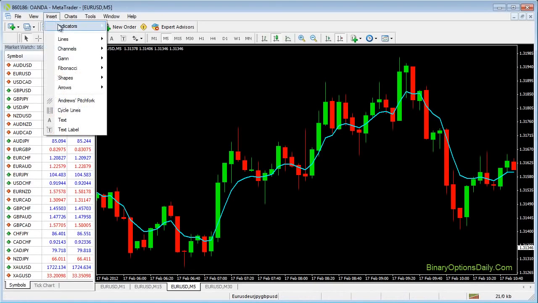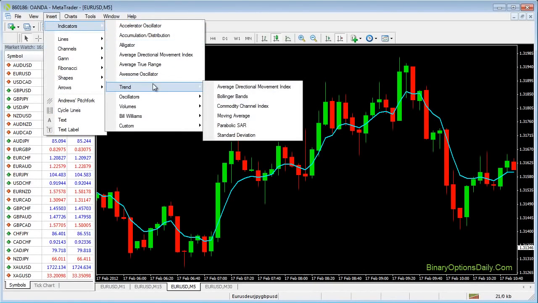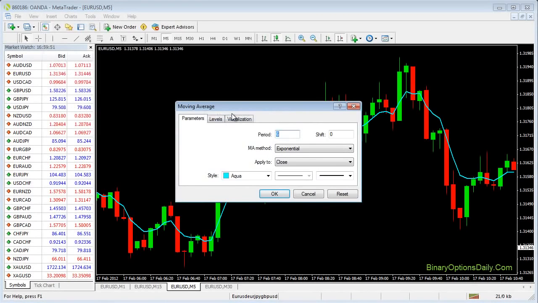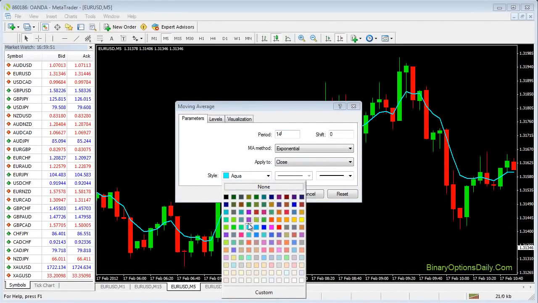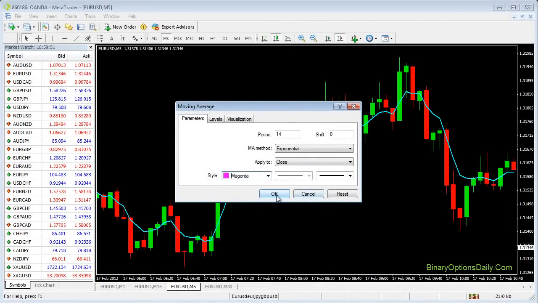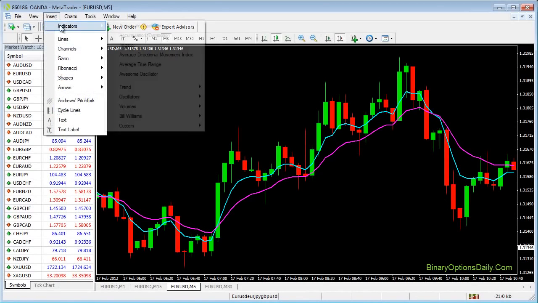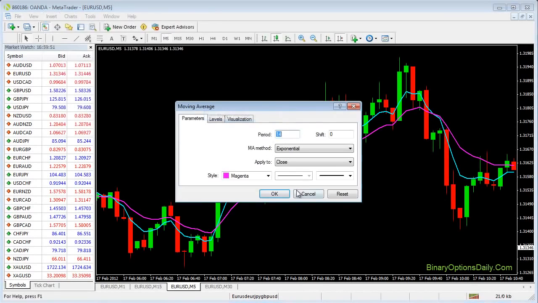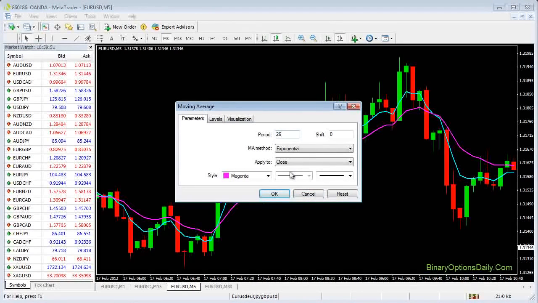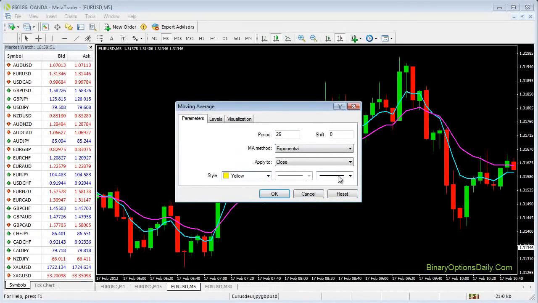Now we need to add 2 more, so we're going to go back to indicators, trend, moving average, and the next one is going to be a 14-period moving average. I'm going to be using a magenta line for this one. And again, these are all exponential and applied to close. So we're going to click OK. And we need to add 1 more. So we're going to go back to indicators, trend, moving average. This one is going to be a 26-period moving average, exponential applied to close. I'm going to choose yellow for this color and make this one just a little bit bigger, and click OK.